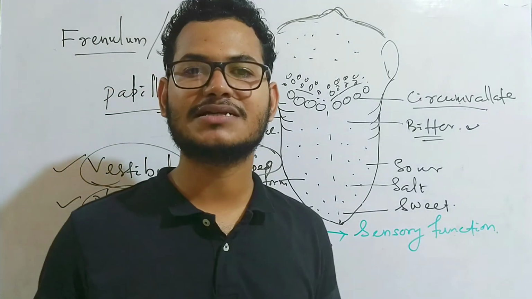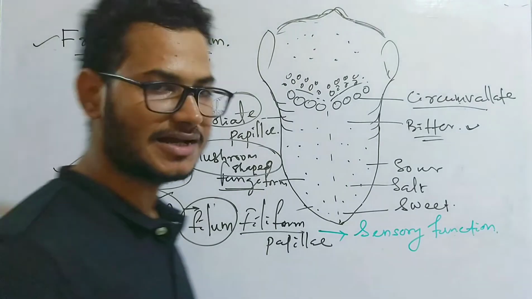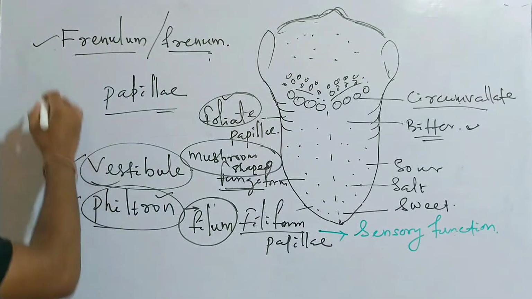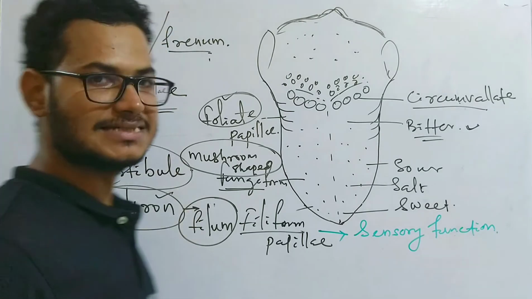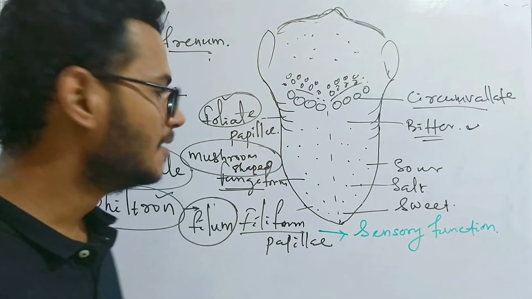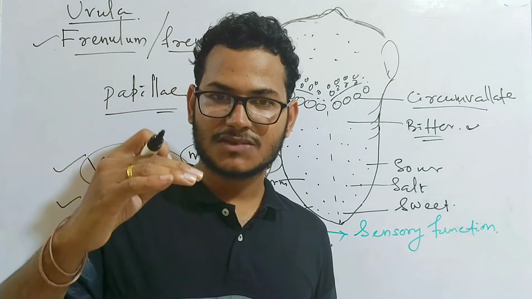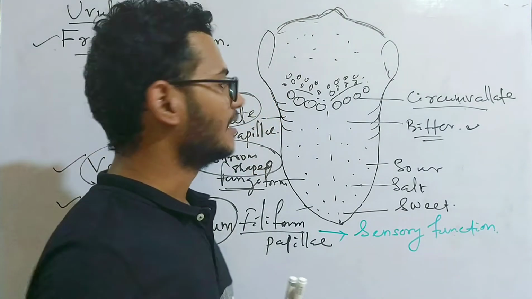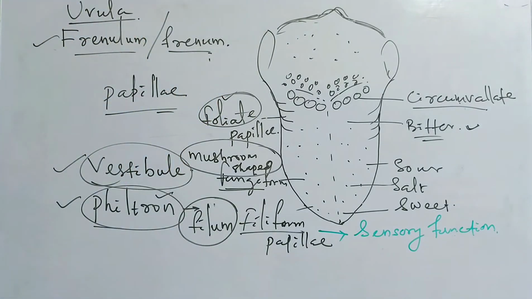Philtrum is the depression on the upper lip below the nose. Then frenulum or frenum is the point of attachment of the tongue in the buccal cavity. Another, in the previous lecture we have the uvula, which is present at the posterior part of the soft palate and does not allow the food to enter the nasal cavity. It helps in controlling the movement of food in the buccal cavity. So frenum and frenulum is important.